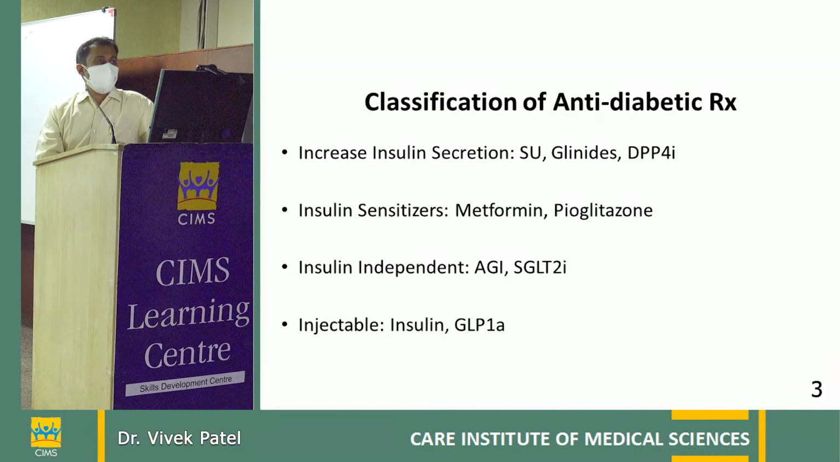Another group of medications are the insulin sensitizers. We have metformin and pioglitazone, age-old medications. They work very well in the majority of diabetic patients, and are required unless contraindicated. The newer group is insulin independent: whether the body is producing insulin or not, whether the beta cell function is present or not, these molecules will work.